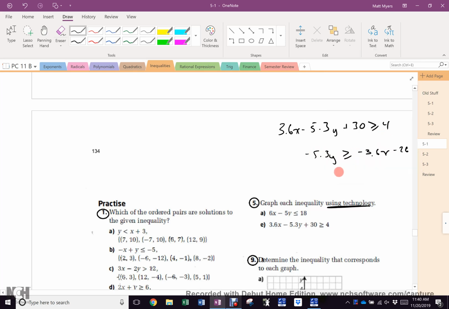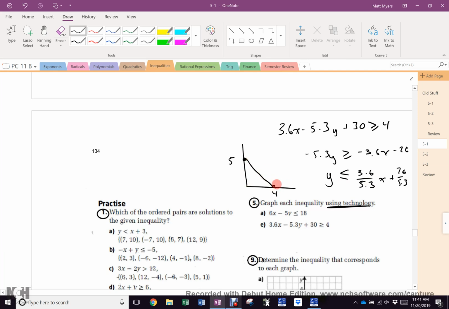And then y is less than or equal to, because I'm dividing by a negative, 3.6 over 5.3, because negative and a negative make a positive, x, plus 26 divided by 5.3. Then if you were going to graph it, 26 divided by 5 is pretty much 5, right? 5. 3.6 over 5.3 is pretty much 4 over 5, right? So 4/5. So I would have dropped down 5 and come out 4.